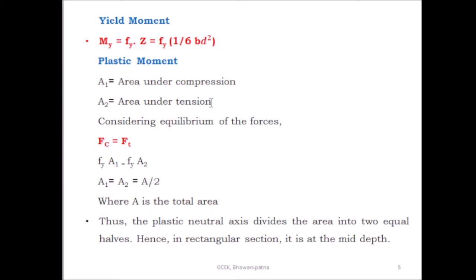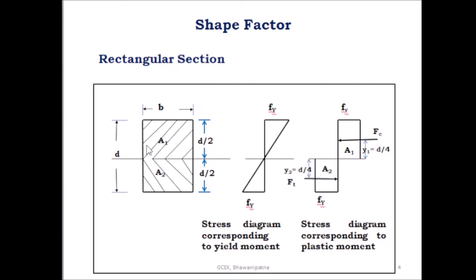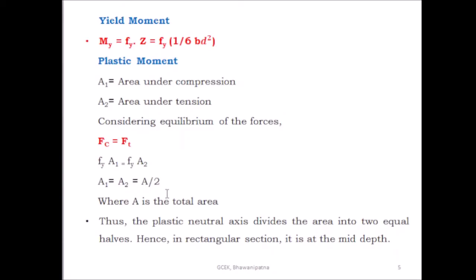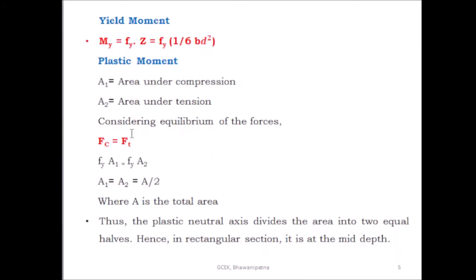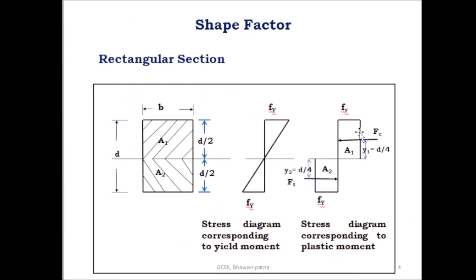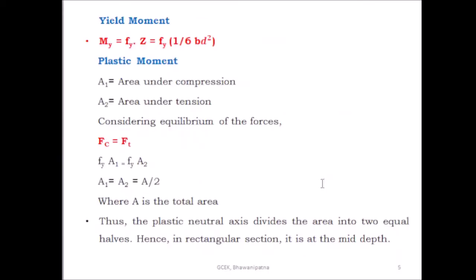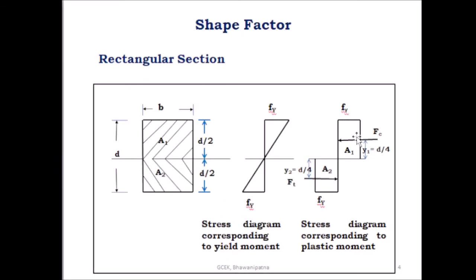Then find out the plastic moment capacity of the rectangular section. In the plastic moment, A1 is the area under compression and A2 is the area under tension. Considering equilibrium of forces, here this is the compressive force and this is the tensile force. So Fc is equal to Ft, and here the yield stress remains constant throughout the section.